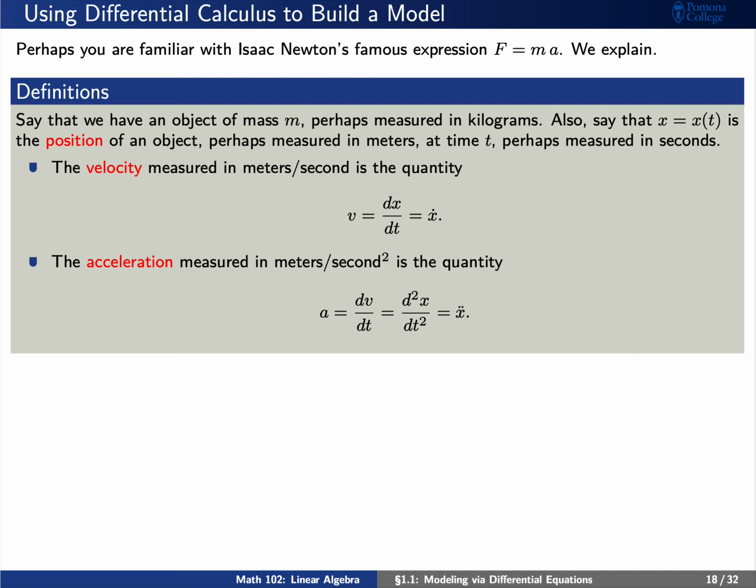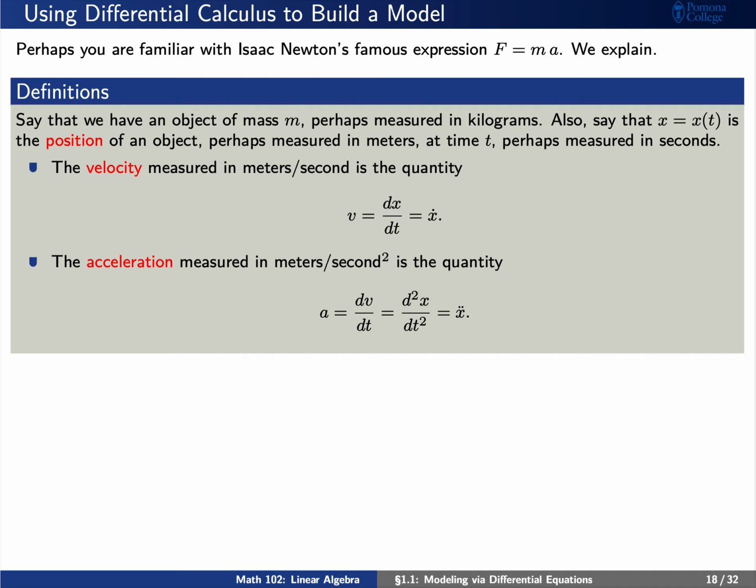Say that we have an object of mass m, perhaps measured in kilograms. Say that x of t is the position of this object, perhaps measured in meters, at time t, perhaps measured in seconds. We can consider the first derivative of this position and denote this as v. This we will call the velocity, and it will be measured in meters per second. We can also write v as dx/dt, or we can write it as x with the dot above it.